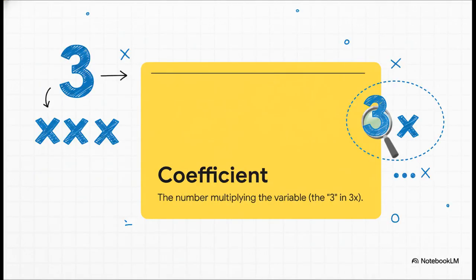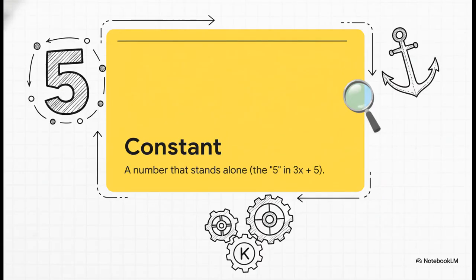Now that variable usually has a buddy hanging out right next to it. That's the coefficient. It's the number that's attached, telling you how many of that variable you're dealing with. So when you see 3x, it's just a simple way of saying you've got 3 of whatever x turns out to be.